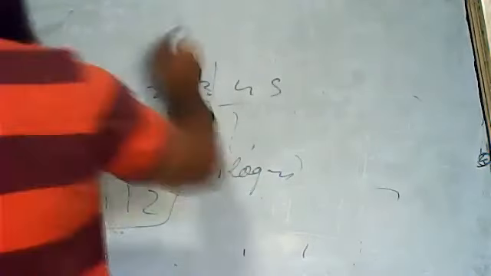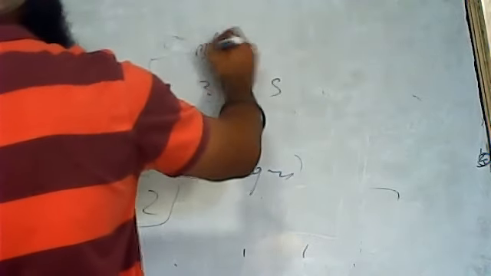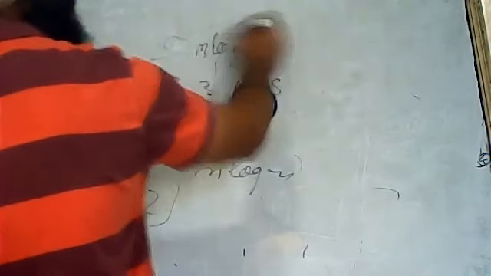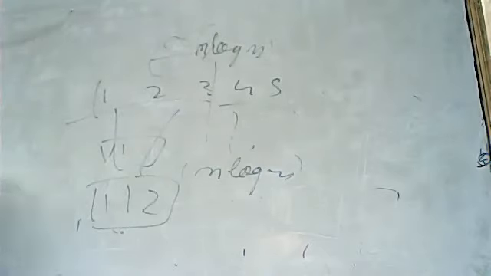We can write the merge sort complexity as theta of n log n. The average case will be considered in this case. So this is the time complexity, and this is how we do the analysis of merge sort.